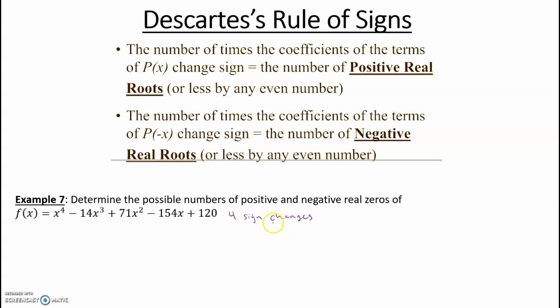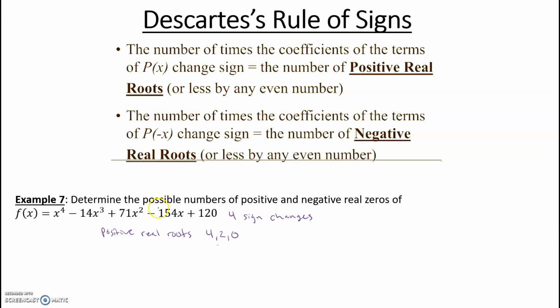Which means for positive real roots, we could have 4 of them, or less than that by an even amount. So we could have 2 of them, or we could have none of them. So you either have 4 positive real roots, 2 positive real roots, or none at all. So that doesn't help us that much.